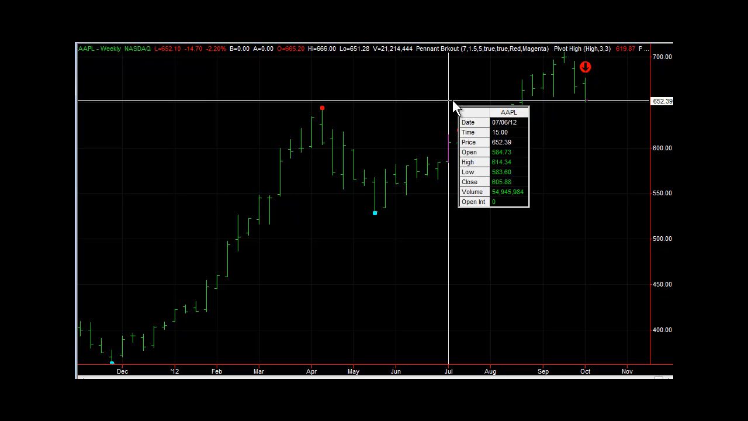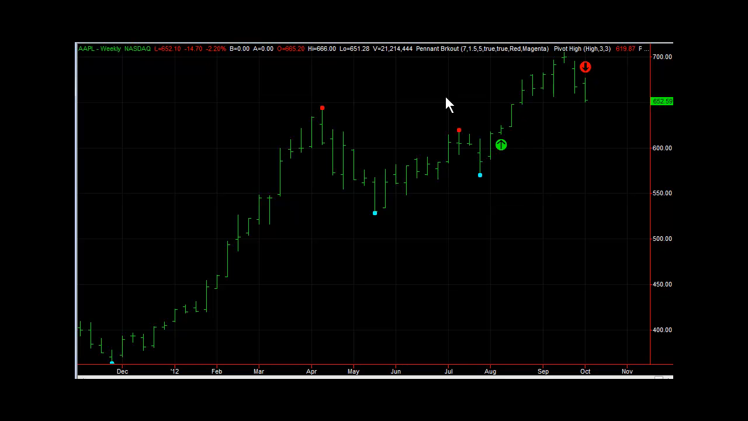It's broken some major support here on a weekly, and the next chart I'll show you is based on the daily or medium-term time frame, and I'll give you an idea of the potential areas of support or resistance for Apple coming up.